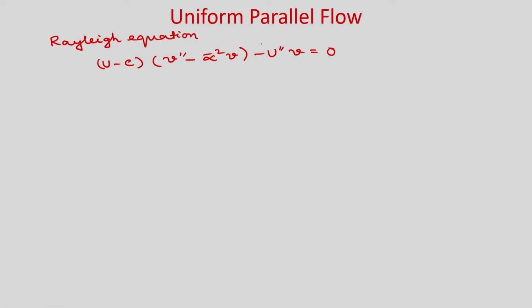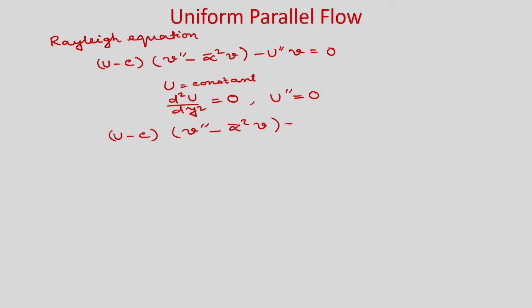As we are considering uniform parallel flow, u is constant, right. So in this case d2u by dy square will be 0, that means u double prime is 0. If u double prime is 0, then from this equation we can write (u minus c) v double prime minus alpha square v is equal to 0. So now there are two possibilities, that either u minus c is 0 or v double prime minus alpha square v is equal to 0.